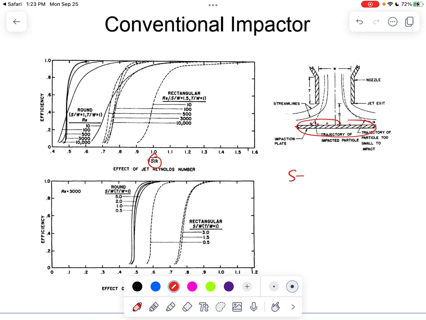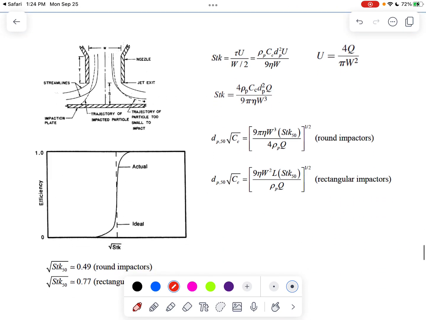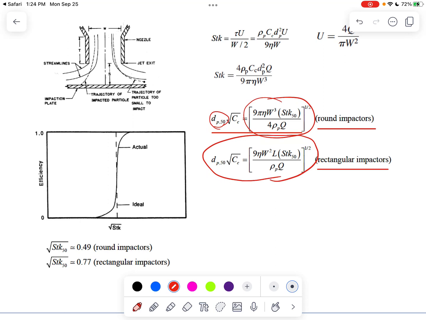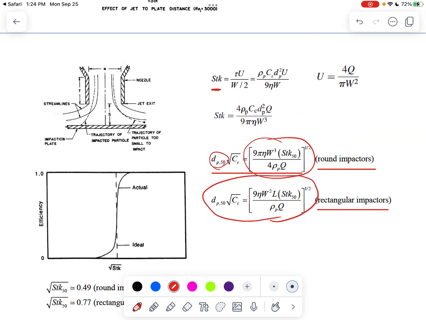We also said that it depends on a specific number called the Stokes number. The Stokes number is the stopping distance, tau u0, divided by a characteristic length. It can be the diameter of the jet, or the length of the plate, and so on. For different types of impactors, for example round impactors, we have this relationship correlating the specific size that gets classified with the geometries, or the flow conditions, of the impactor. For rectangular impactors, you have this relationship here. It is derived from the definition of the Stokes number, tau u divided by characteristic length. Basically, these are the parameters related to the relaxation time.